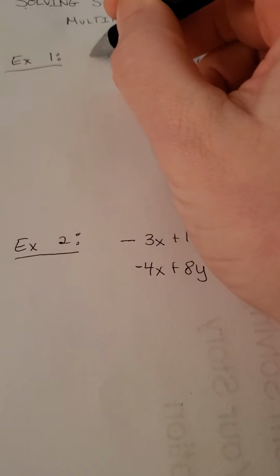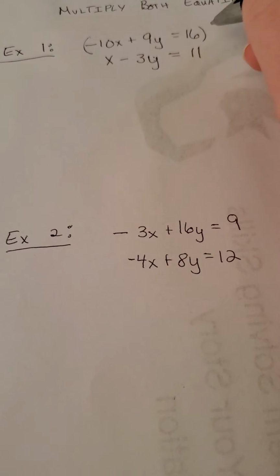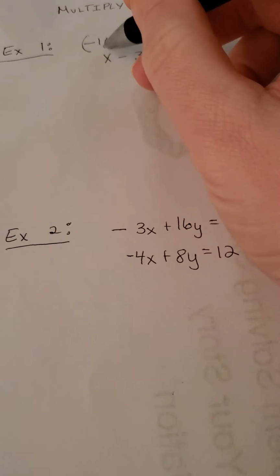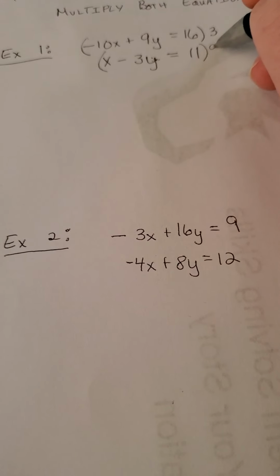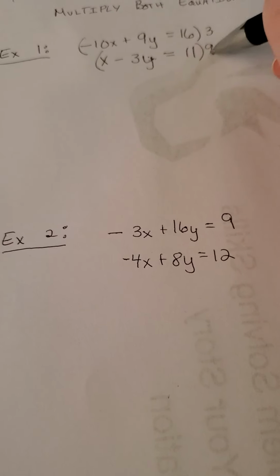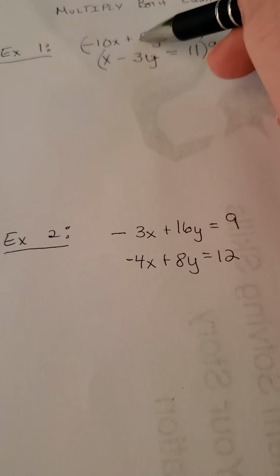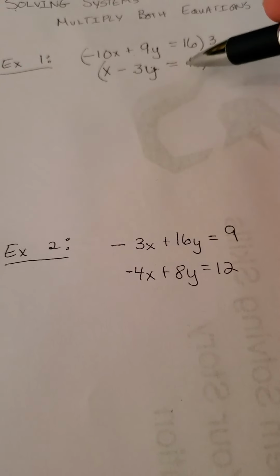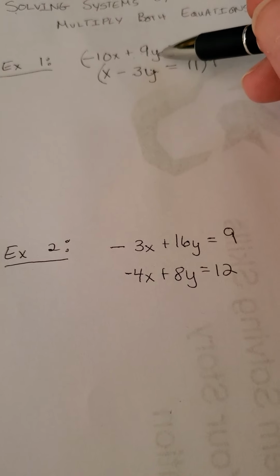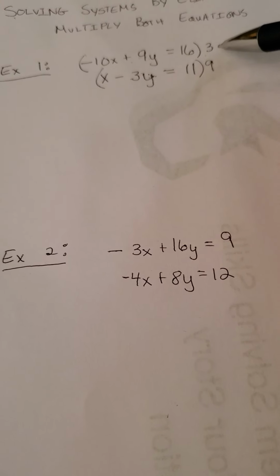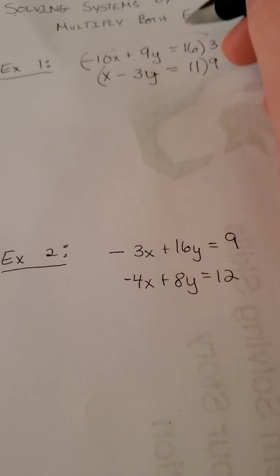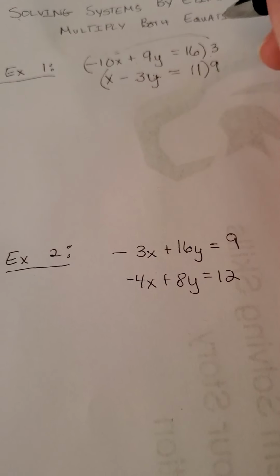I'm going to multiply the top equation by the coefficient in front of the bottom, so I'm going to multiply the top one by 3 and the bottom one by 9. Now they're both going to stay positive because these are already opposite signs. So whenever I do this, I'm going to multiply the bottom one by the top number and the top one by the bottom number. And we're going to distribute and see what happens whenever we do this to get rid of our variable.